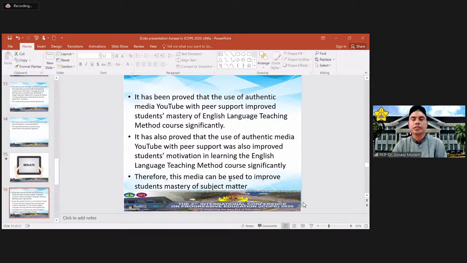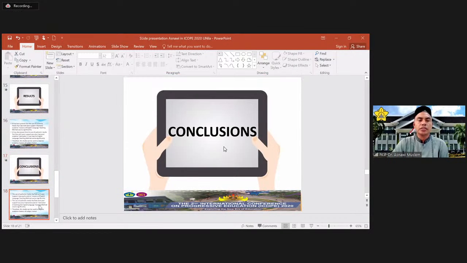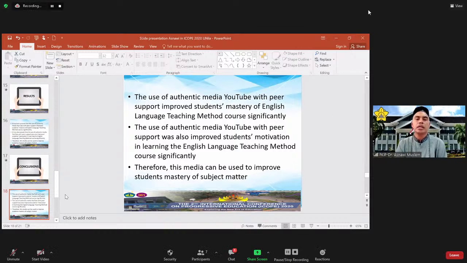Therefore, this media can be used to improve student mastery of the subject matter. So it can be concluded that the use of authentic media, YouTube, with peer support improves student mastery of the English language teaching method course significantly, and also improves student motivation in learning the English language teaching method course significantly.